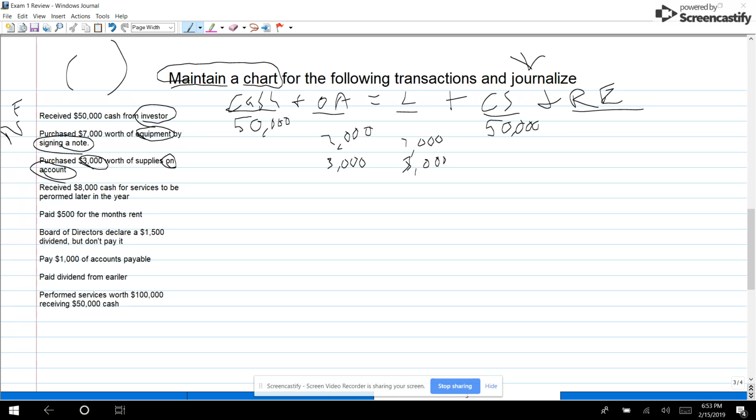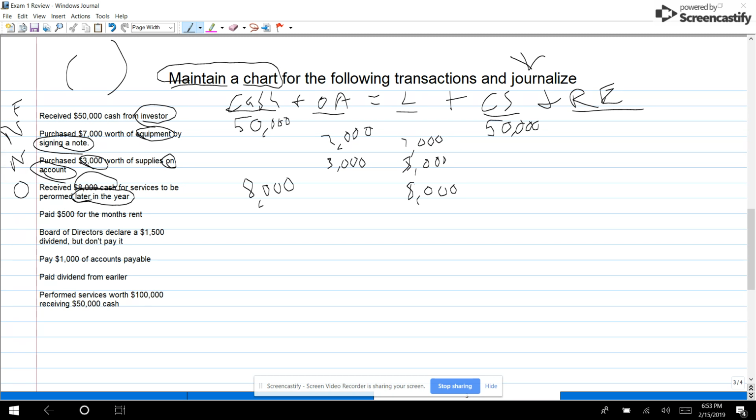So received 8,000 cash for services to be performed later in the year. Here we're receiving cash for something we haven't done yet, but we're still receiving the cash, so it's going to go here. And as we should know by now, this is going to be unearned revenue because we're getting money for something we haven't done yet. And this is going to be an operating activity. And the one before it is none again because there's no cash involved.